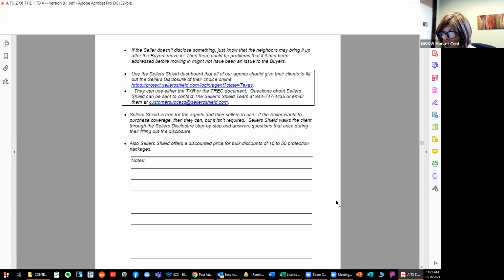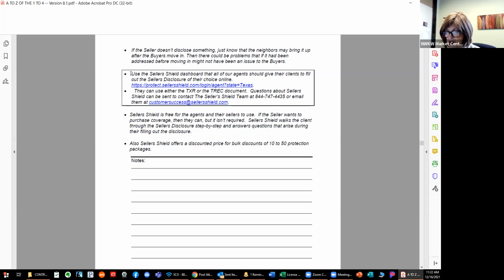If the seller doesn't disclose something, just know that the neighbors may bring it up, and after the buyers move in, there could be problems that, if it had been addressed up front, might not have been an issue to the buyers. You've notified them of something that happened there. So if they find out later, they're going, oh, they didn't tell me that. Well, maybe they didn't have to tell you that, but that's still going to make their antennas go up, going, well, I'm not sure about this.